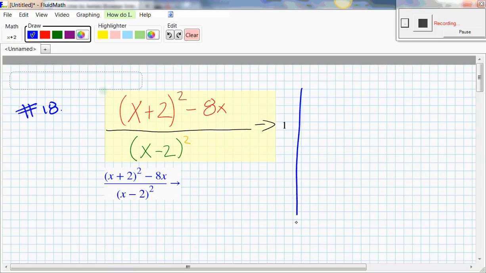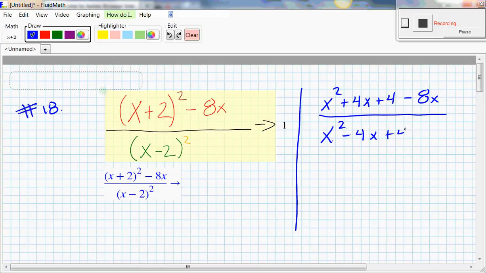Here's the deal, right? So taking that first binomial and squaring it, you get this: x squared plus 4x plus 4. That comes straight from squaring a binomial. Minus 8x. Daniel, pay attention. On the bottom, I have x minus 2 all squared. Who can square that binomial? What do you do? What's the rule? X squared, good? Minus 4x, good? Yes, nice job.